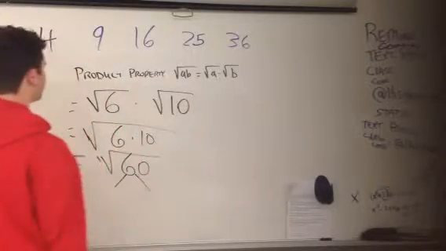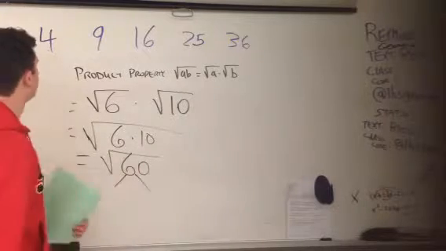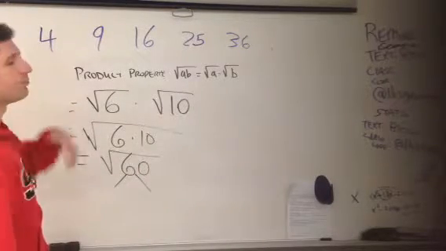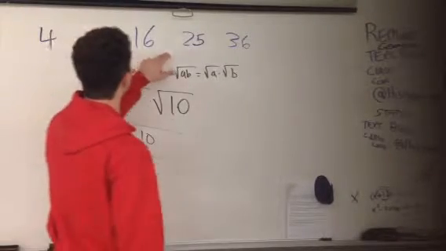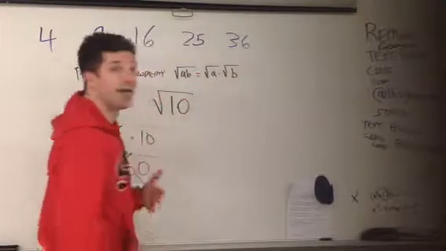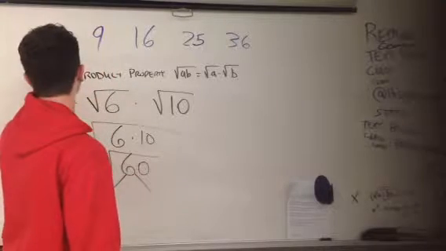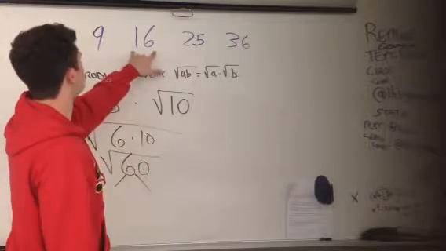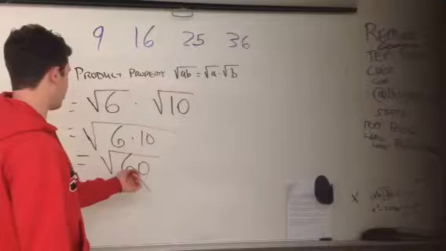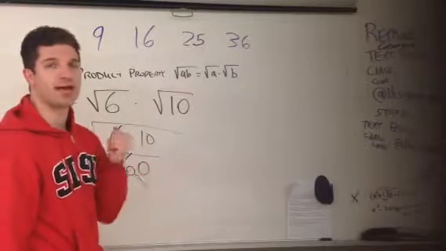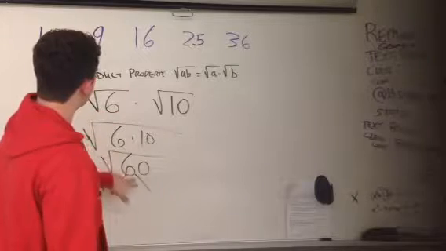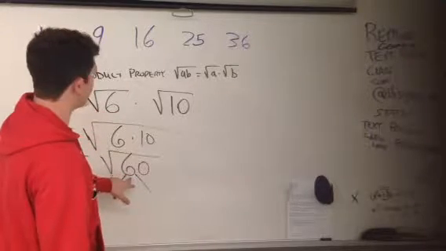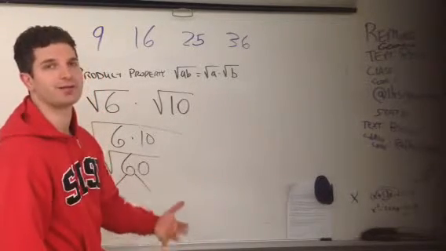The biggest perfect square that I can pull out of 60 is 4. Remember, these are the perfect squares that I see most frequently: 4, 9, 16, 25, 36. How do we get them? Well, 2 squared is 4, 3 squared is 9, 4 squared is 16. So remember, our goal of simplifying a radical is pulling out every perfect square we can so that the radicand becomes smaller.